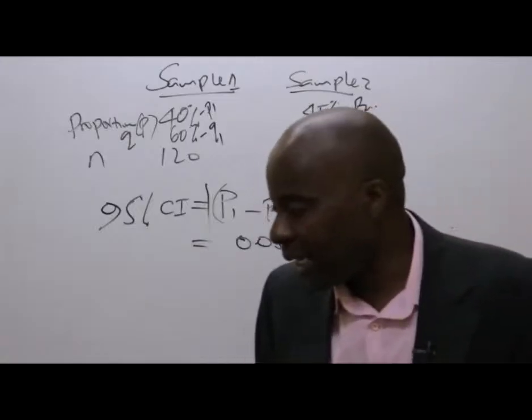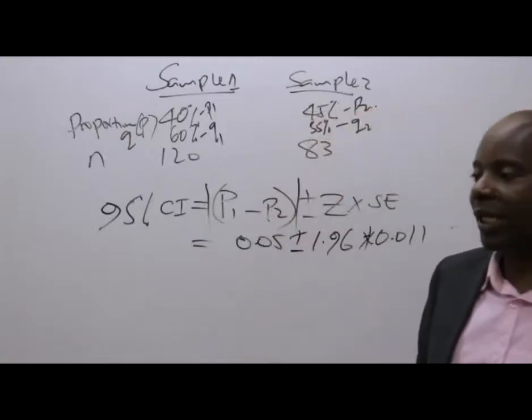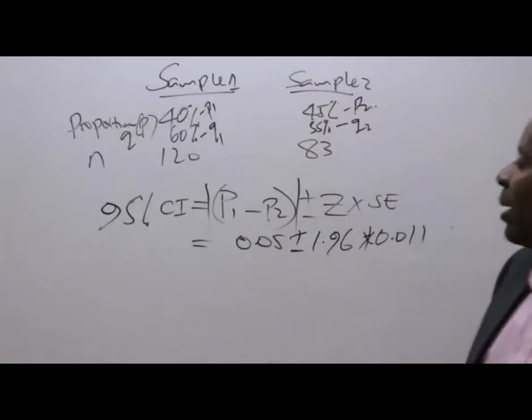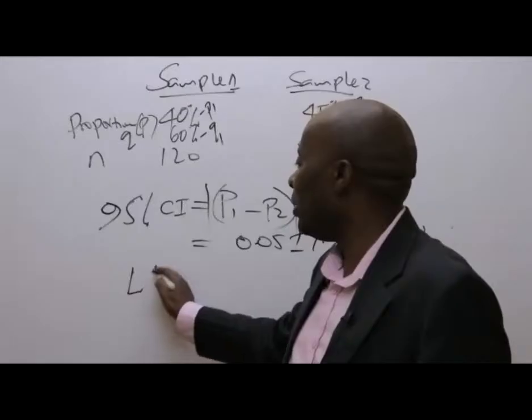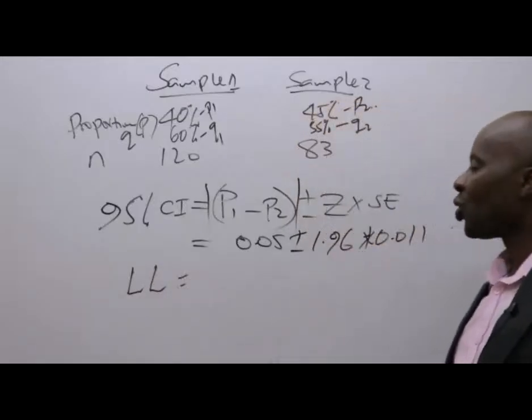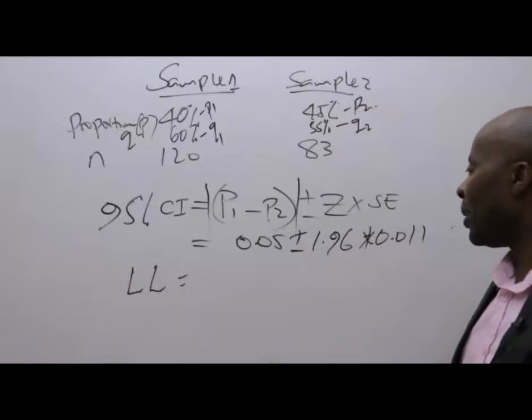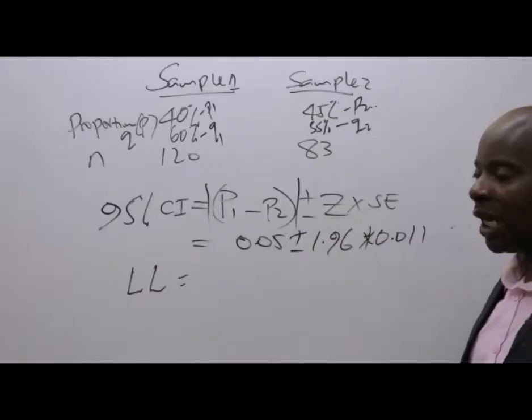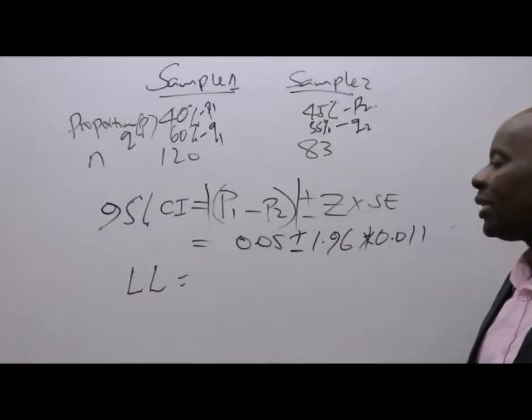0.011. So thank you very much. At least we are with you here. So 0.011. So come and give us the lower limit. Lower limit, you get the lower limit through subtraction. So you'll come and talk of 0.05 minus 1.96 times 0.011. You get an answer. Give us an answer, we write down the lower limit.